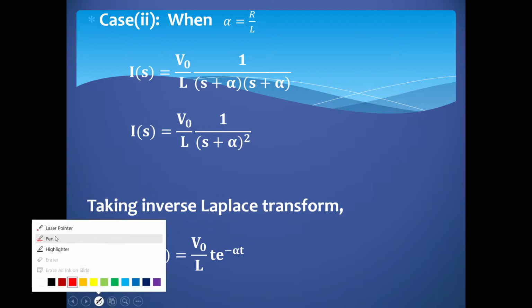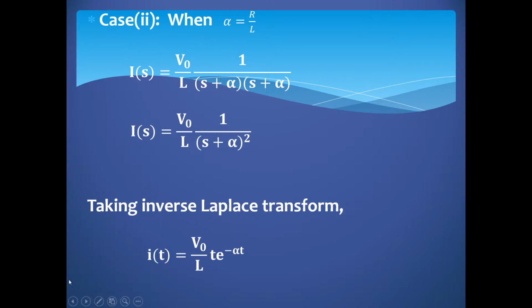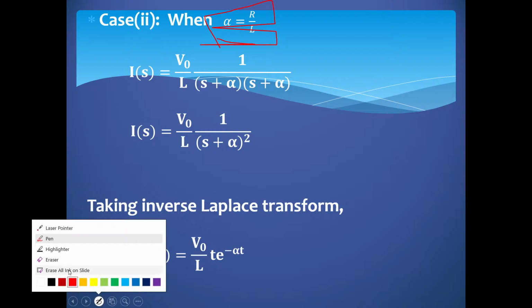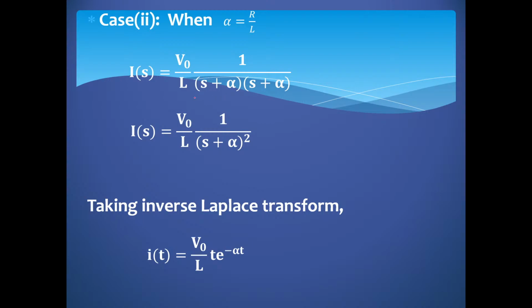Now case 2. What are we assuming? We are assuming alpha is equal to R by L. Alpha equal to R by L means instead of R by L, what should you write in your I of S equation? In I of S, you see here, it was S plus alpha into S plus R by L. Instead of R by L, I have written alpha, both are equal. When we consider alpha equal to R by L, you will get S plus alpha whole square.